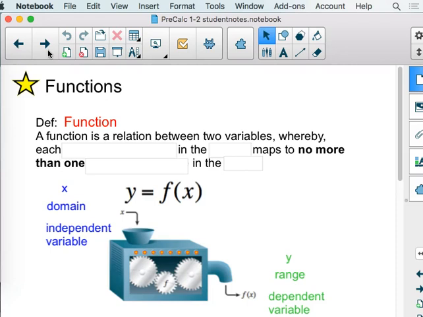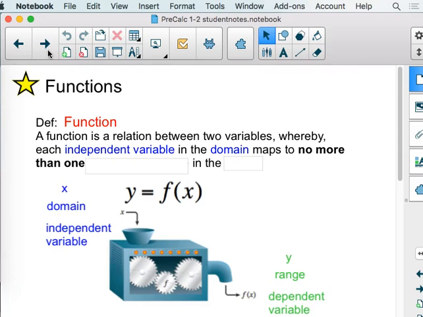So a function is a relation between two variables whereby each independent variable in the domain, so the domain is the x's, the inputs. And when we make a table and we go to graph something, we get to choose those. So that's why that's independent. We choose those, not anybody else. The person that's doing the graphing determines what goes into their table.